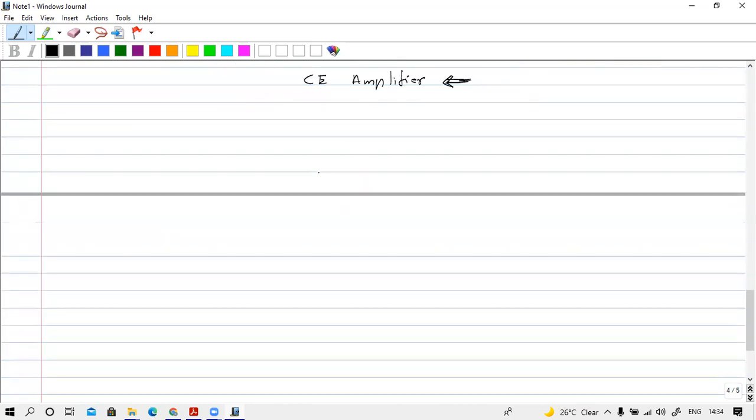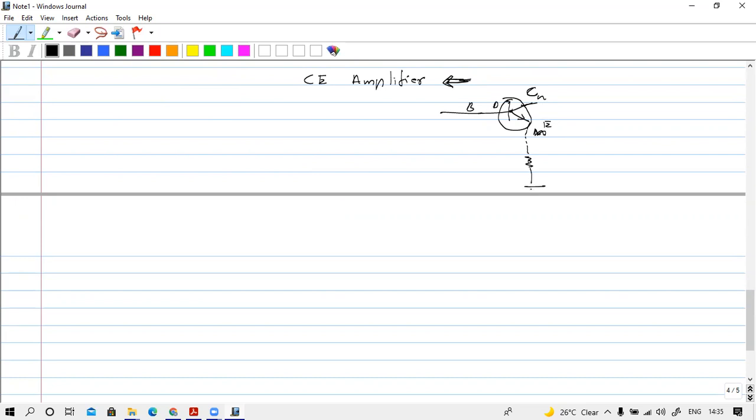I think you can remember the common emitter amplifier. In our lab we will try to do this. So if we have a transistor like this, it is an NPN transistor. This should be the base, this should be the collector, and this should be the emitter. So common emitter means we have to ground the emitter.